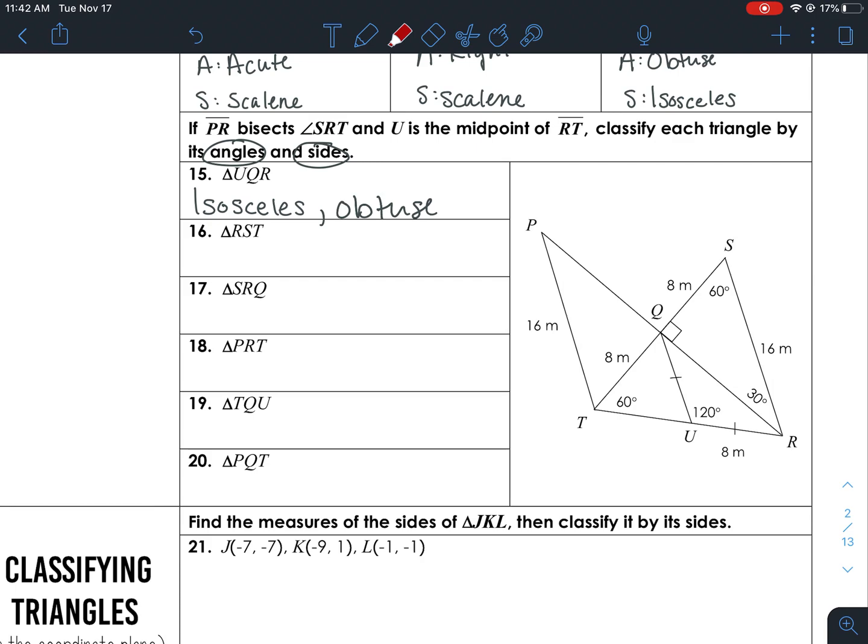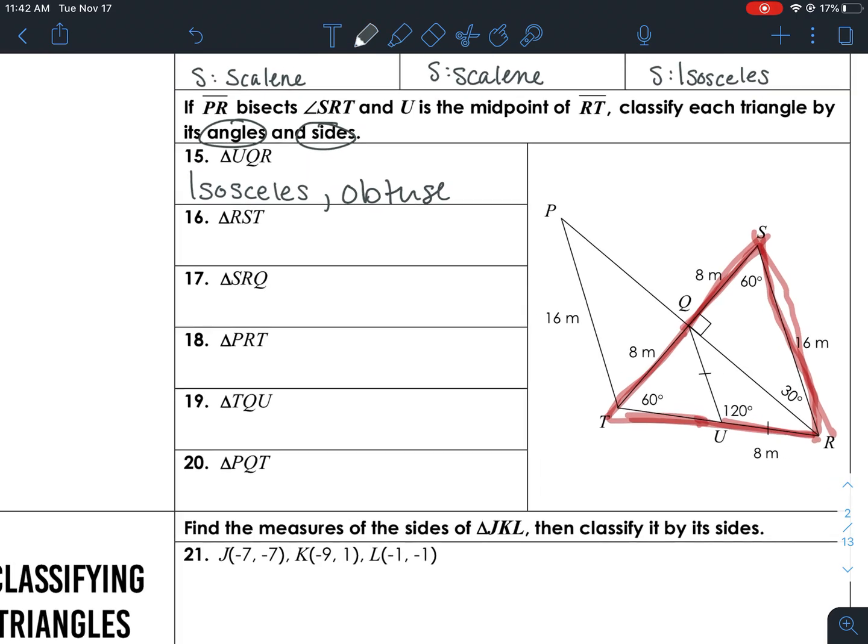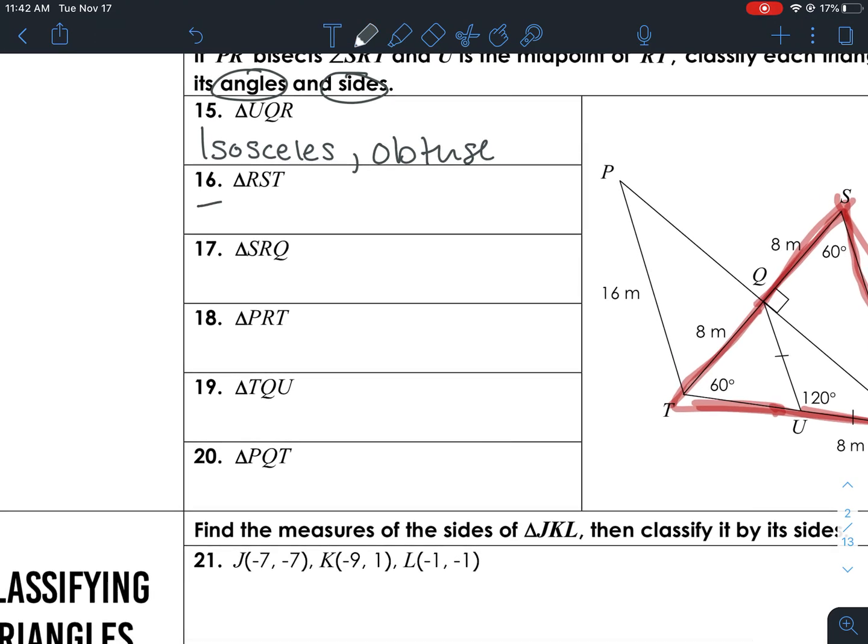Next one, we have RST. R to S to T. All right. We know that this side right here is 16. We know this is 8 and this is 8, so that's also 16. And we can conclude that this side is also 8. So 8 and 8 makes 16. So that would be an equilateral.